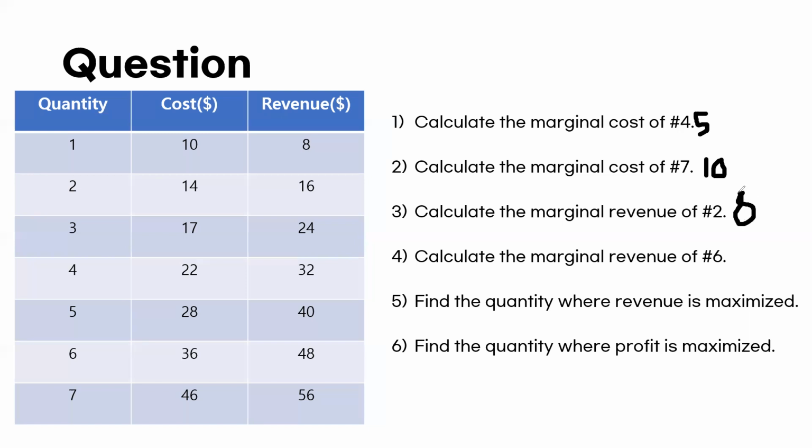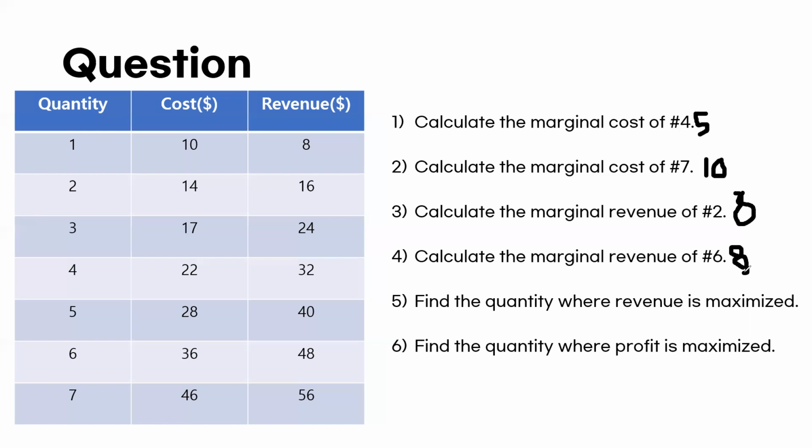Now, question 4 asks us to calculate the marginal revenue of quantity 6. At the quantity of 5, the total revenue is 40, and at the quantity of 6, the total revenue is 48. Subtract 40 from 48 and we find 8. As I said before, the marginal revenue of quantity 6 is the same as the marginal revenue of quantity 2, and pretty much it will be the same for any other quantity because the marginal revenue is fixed.